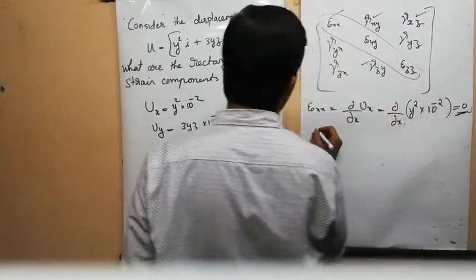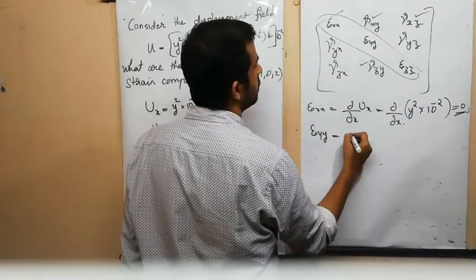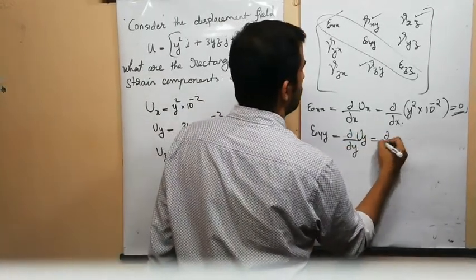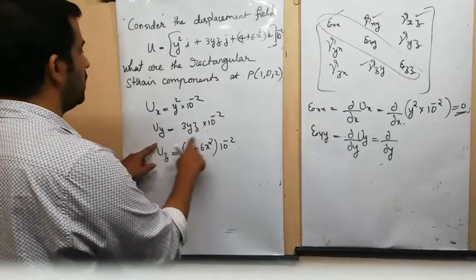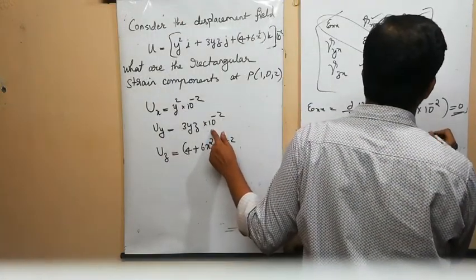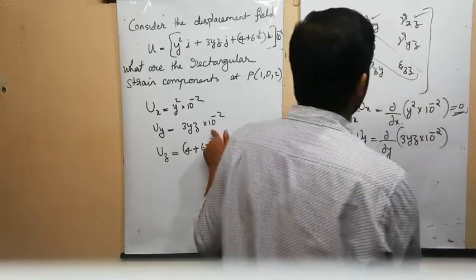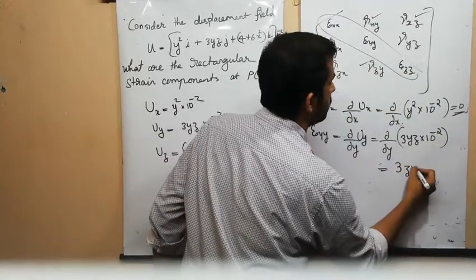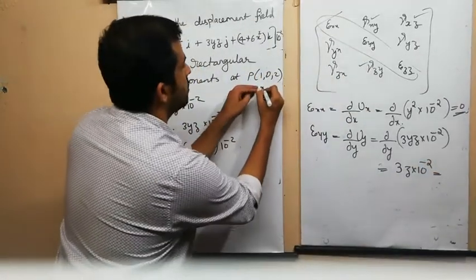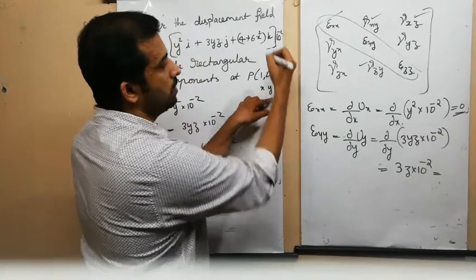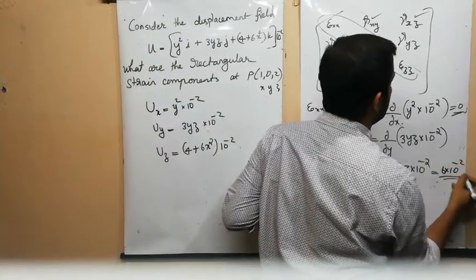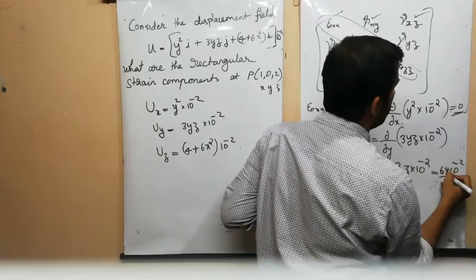Now I can find epsilon yy. Epsilon yy is equal to dou by dou y of uy. That is equal to dou by dou y of 3yz into 10 power minus 2. That is 3z into 10 power minus 2. Here z is equal to 2. So I will get 3 into 2, that is 6 into 10 power minus 2.